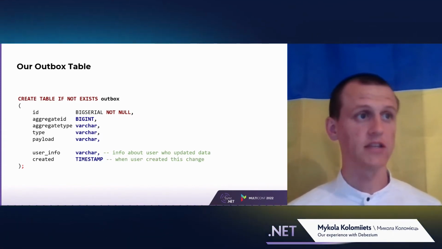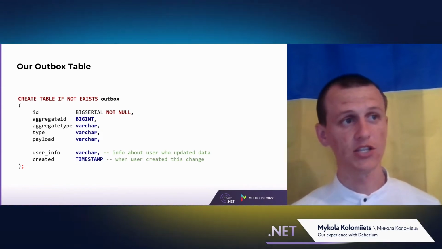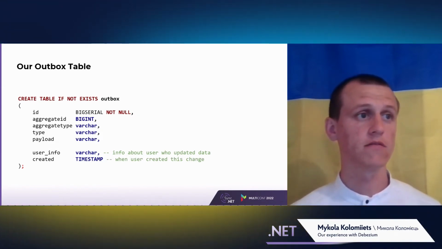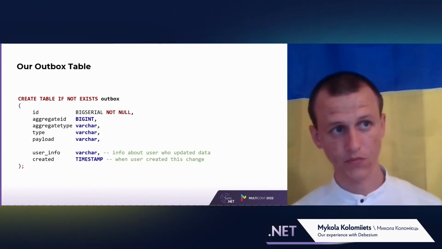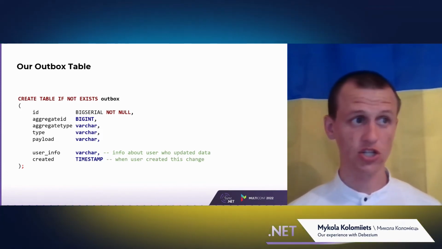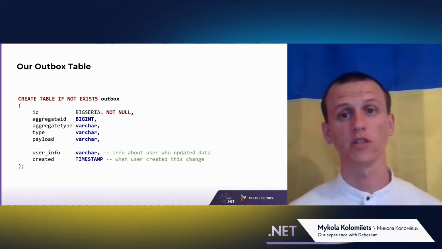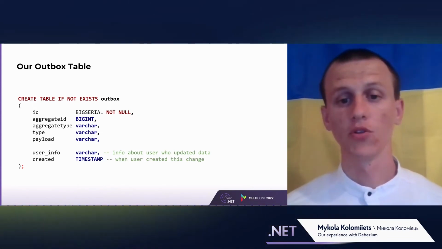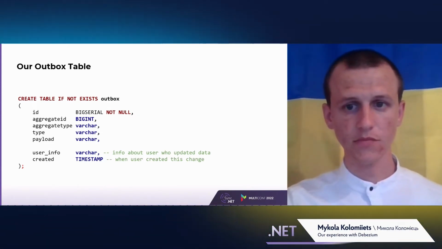Also aggregate ID, as mentioned, is the ID of the entity. Aggregate type is not exactly the entity type, but the type of this entity, then the action, and payload, which is the model of this entity.